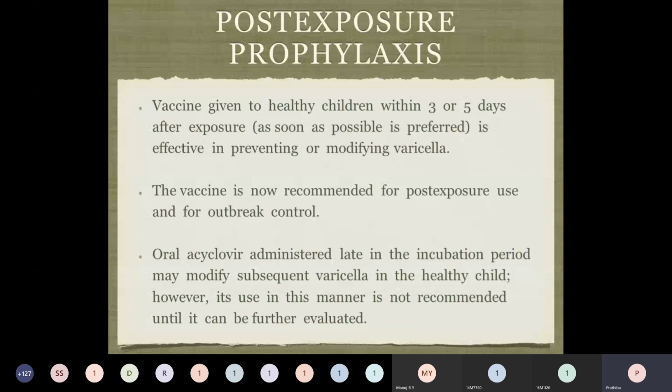What about post-exposure? The vaccine is given mainly to healthy children within 3 to 5 days after the exposure. As soon as possible is preferred, and it is effective in preventing and modifying varicella. The vaccine is now recommended for post-exposure use and outbreak control. Oral acyclovir is administered late in the incubation period and may modify the subsequent varicella in healthy children. However, its use in this manner is not recommended until it can be further evaluated.